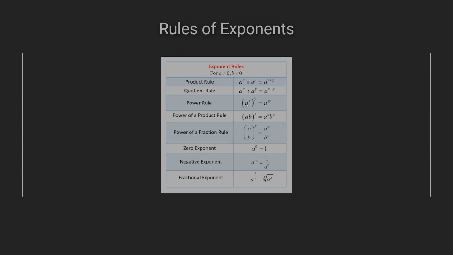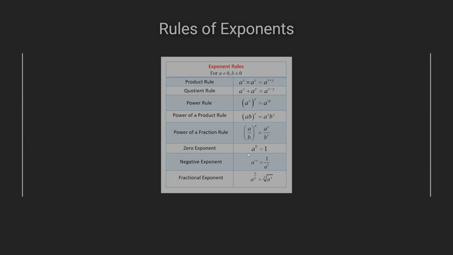Then the power rule: there's a parentheses with a variable with an exponent, and on top of that, this parentheses has an exponent. You multiply both exponents together. And then the power of a product rule means that if there are two variables in a parentheses and that parentheses is raised to a power, then both of them will receive that power. Then the power of a fraction is the same. If there's a fraction, both the numerator and the denominator will get the exponent.